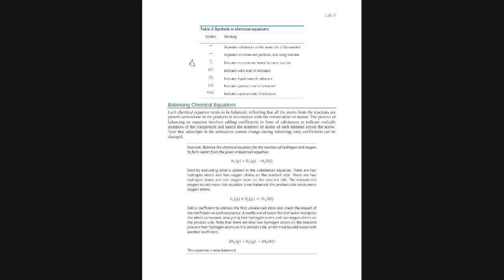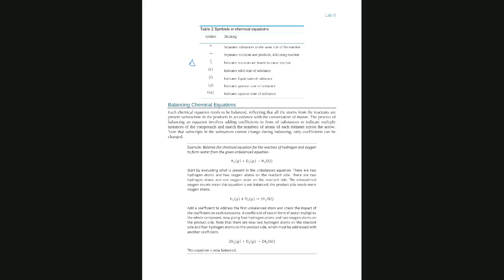What does that mean? Balancing. You know the law of conservation of matter. What is that law? It says that matter or atoms are neither created nor destroyed in a chemical reaction. What do all those words mean? Basically, simple: all the atoms on the reactant side must be equal in number and types to the product atoms. Right? Let's look at the example they are giving us here.